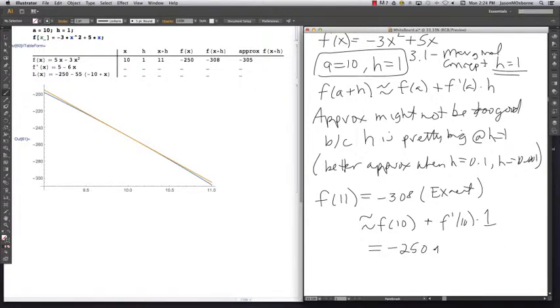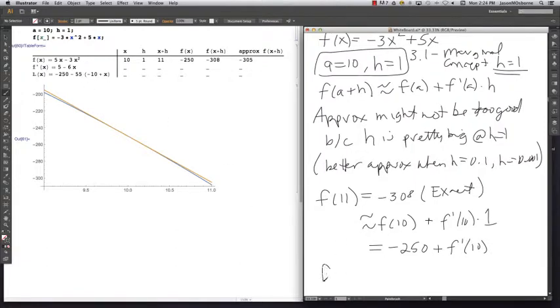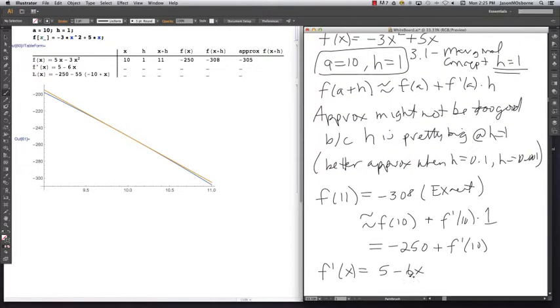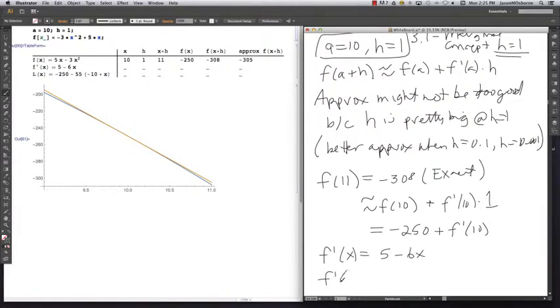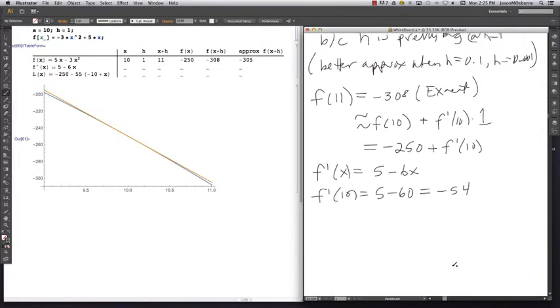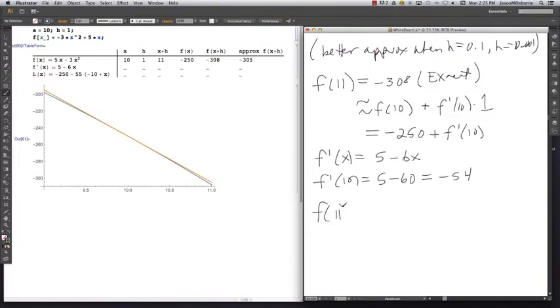And the f prime of 10, we still need to find. f prime of x in this problem is going to be 5 minus 6x. You could find that with Pascal's triangle and the f of x plus h expansion. So f prime of 10 is 5 minus 60, otherwise known as minus 55. So the function evaluated at 11 is negative 308, but that is approximately negative 250 minus 54, which is about minus 304.